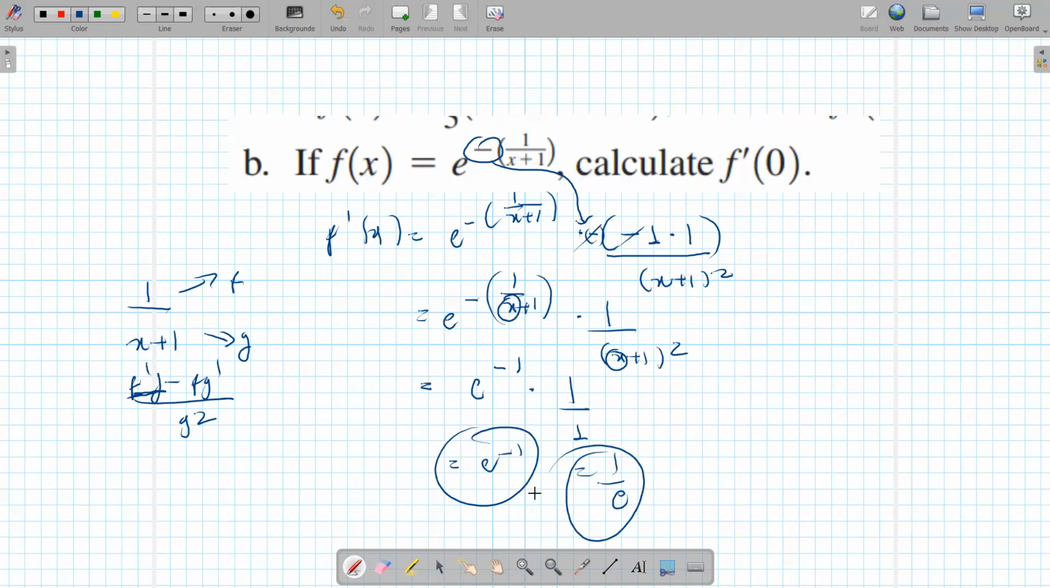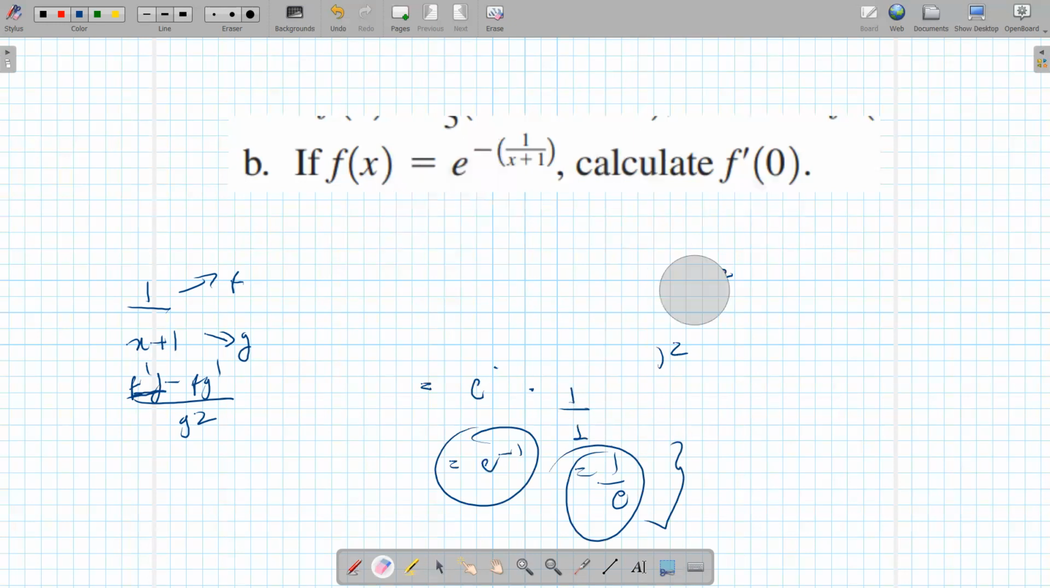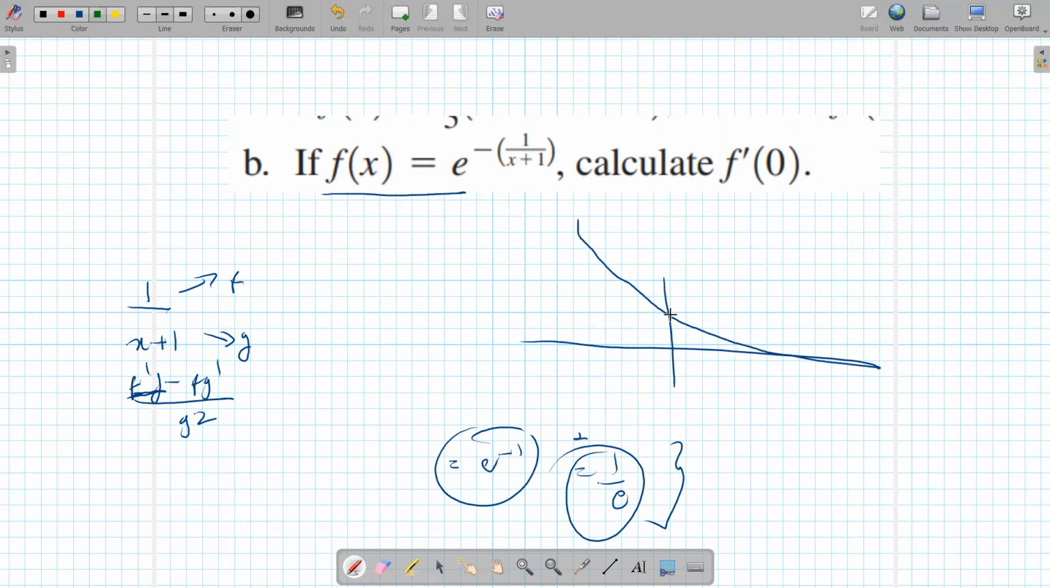Cool? In other words, 1 over e, okay, it's going to be some number. It's going to be 0 point something. That's the slope of the tangent line for this function when the x value is 0. So what does that look like? It's going up. It's going to go down like this, I think. So this is f of x when the x value is 0.